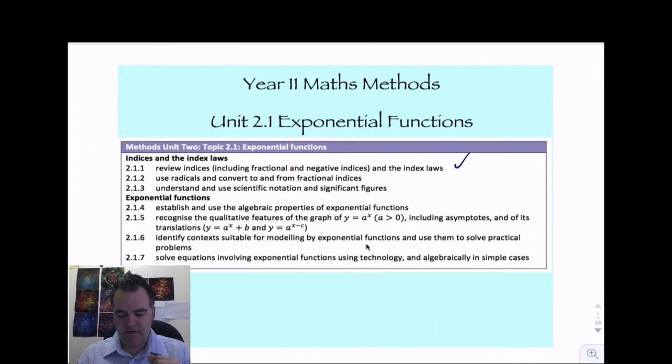So the first part of the syllabus here is we're going to review indices, including fractional and negative indices and the index laws. Use radicals and convert to and from fractional indices. What it means by radicals is just the square root sign, we'd sometimes call it a surd. Here it's saying that it's a radical. So converting between the square root of 2 and what that actually means, which is 2 to the power of a half. In another video we're going to look at understanding and using scientific notation and significant figures. The first few videos are just going to go through indices and the index laws.